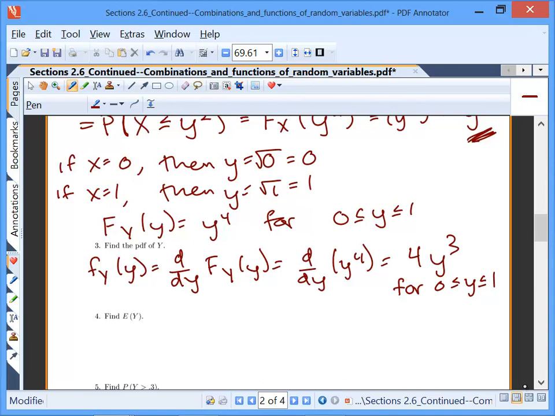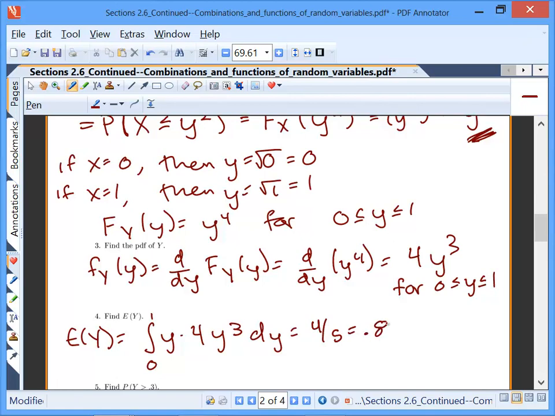And now they want us to find the expected value of y. How do we find our expected value of y? We just need to integrate y times the PDF of y, which is 4y cubed, for all my bounds from 0 to 1, dy. Let's see what this gives me. It gives me 4/5, which is 0.8.